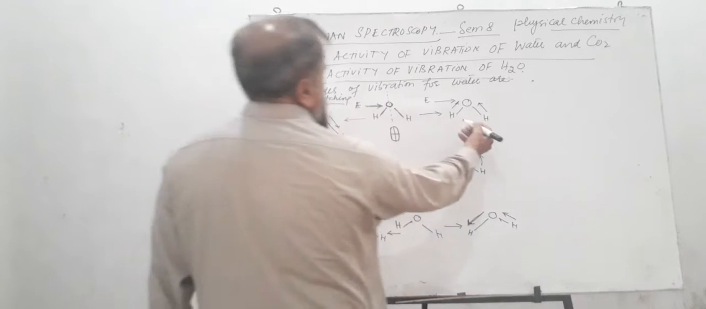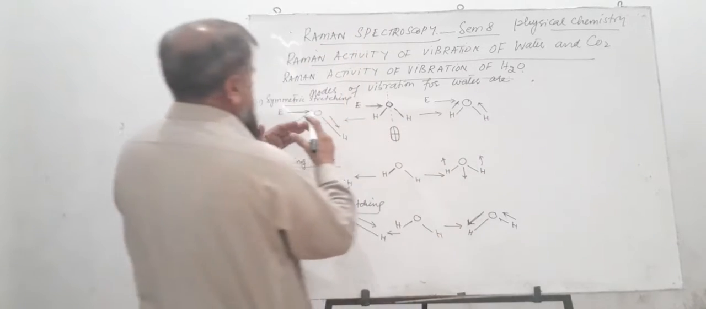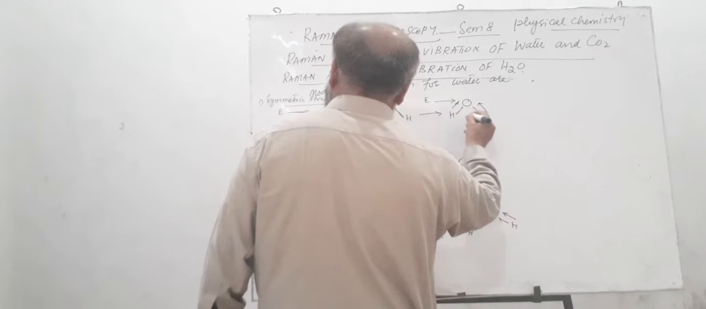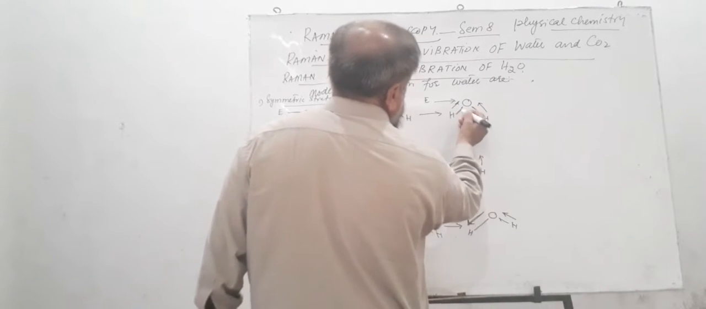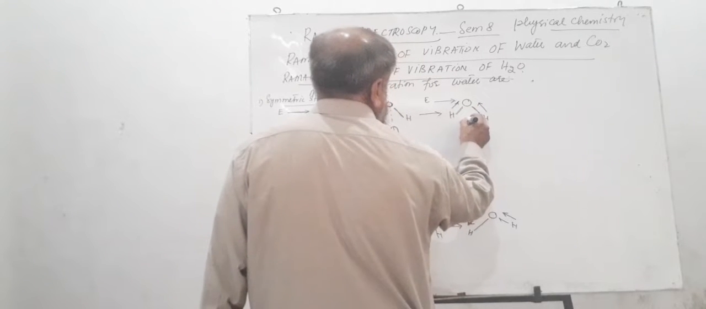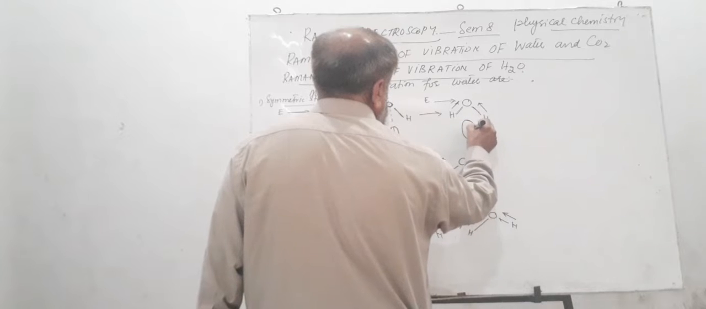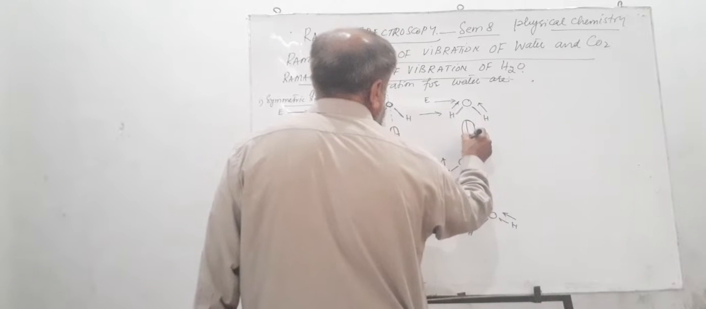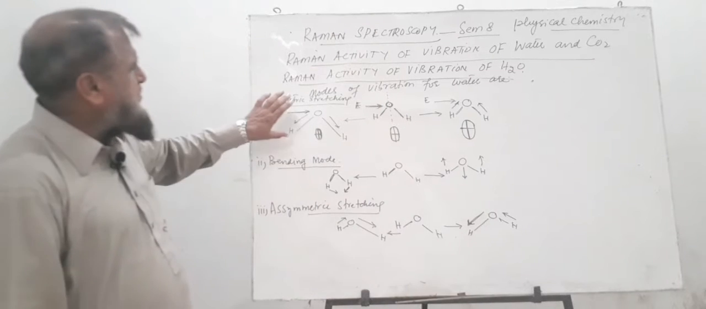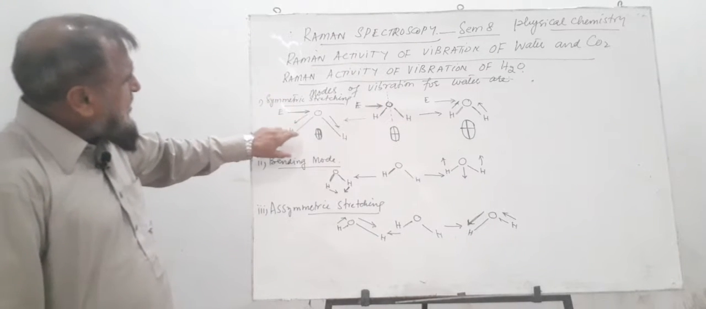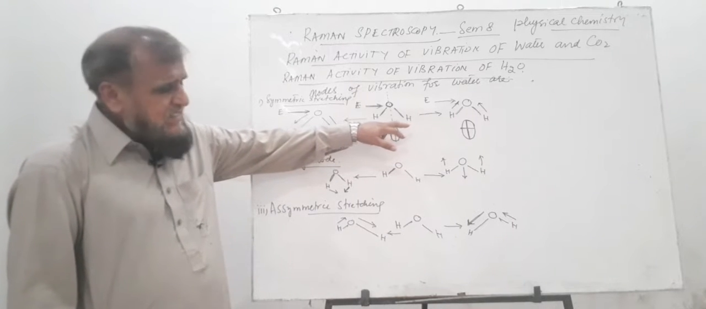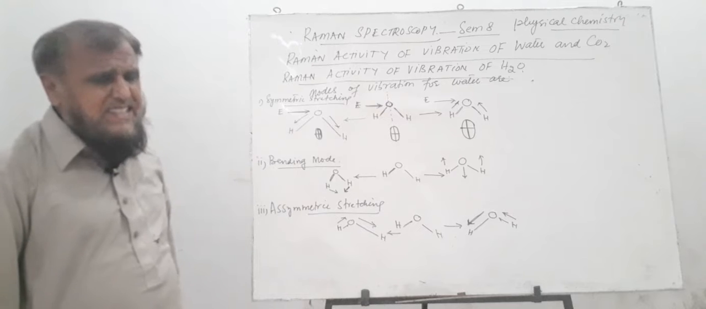When we move towards the other side, the bonds expand. When the bonds compress, the polarizability decreases and it is represented by a large ellipsoid. During this mode of vibration, the magnitude of polarizability changes although the direction remains the same.